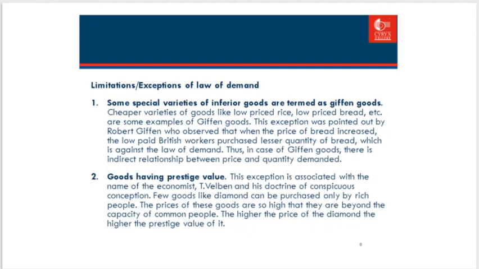Second, goods having prestige value. This exception is associated with the name of the economist T. Veblen and his doctrine of conspicuous consumption. Few goods like diamond can be purchased only by rich people. The prices of these goods are so high that they are beyond the capacity of common people. The higher the price of the diamond, the higher the prestige value of it.